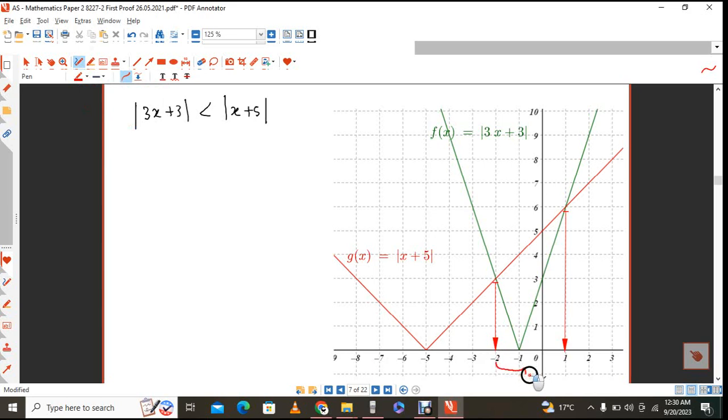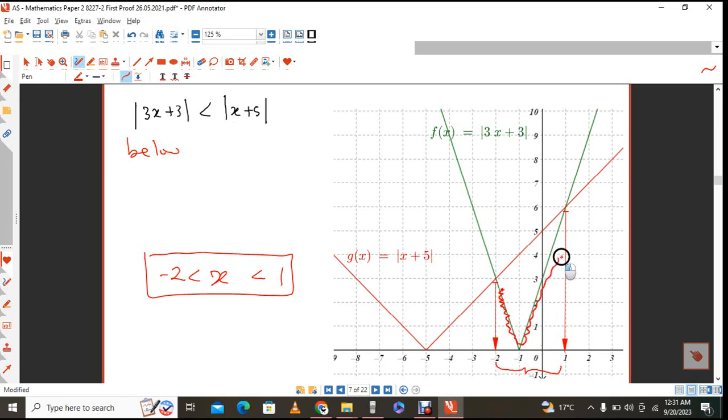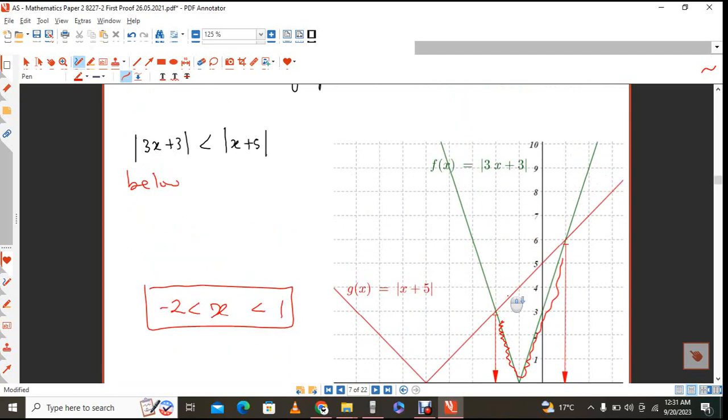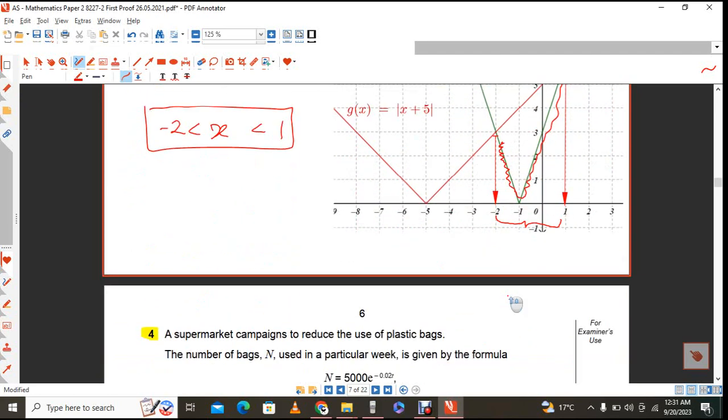These are the solutions we are looking for, which means values of x between 1 and -2. That's where this one will be below the other one. So basically this is what we are looking for, and that is the range, or the solutions to that. That would be if you were to use graphs in order to solve that very same question.